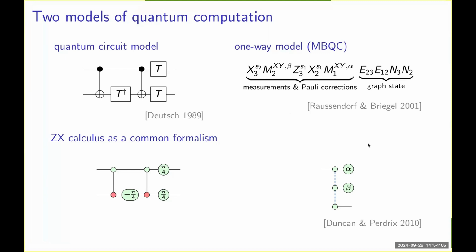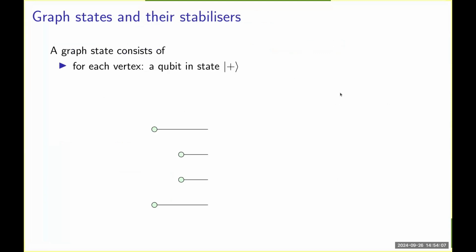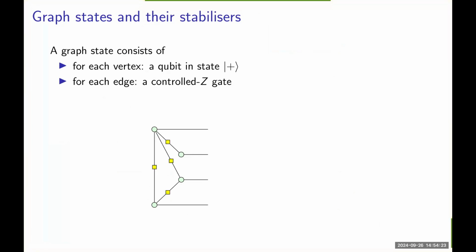But first, let's move on to looking at graph states in more detail, just in case you're not familiar with them already. So a graph state is based on a mathematical graph. For each vertex in the graph, we prepare a qubit in the state plus. So in ZX calculus, that looks like this. And then for each edge in the graph, we apply a controlled Z gate to the corresponding qubits.